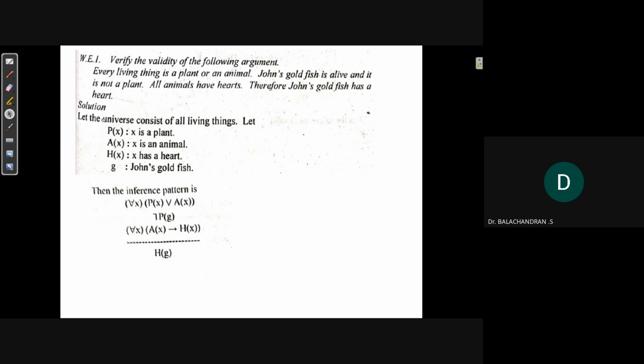Okay, so here, let the universe consist of all living things. So this is most important. The universe consists of all living things, so we are dealing only with living things. That's why there is no need to write L of x, x is a living thing, because the universe consists only of living things. Maybe some students will ask in class why we don't write L of x is a living thing. Because we are dealing only with living things, there is no need to write it separately, because the universe consists of all living things.